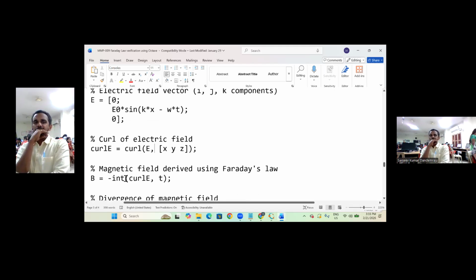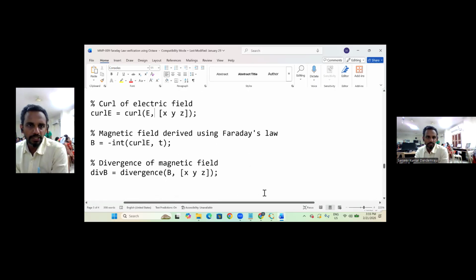These are the variables for which the curl operation is performed. Then we have to go for integration: the negative integral of curl E over time. int is also a built-in function, and we are giving curl E as input and t as the variable. And finally, we are calculating the divergence of B, with the variables x, y, z. So let's try to write the program.